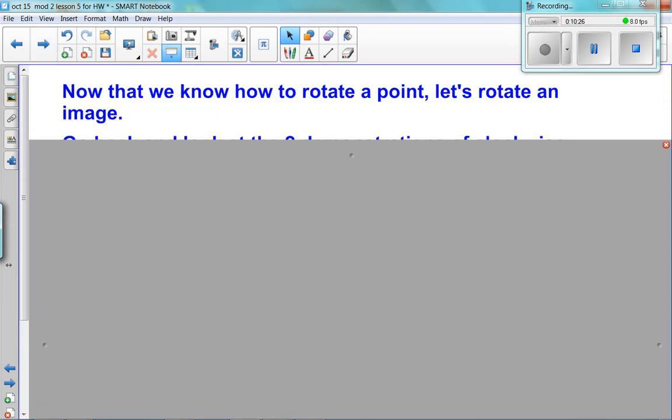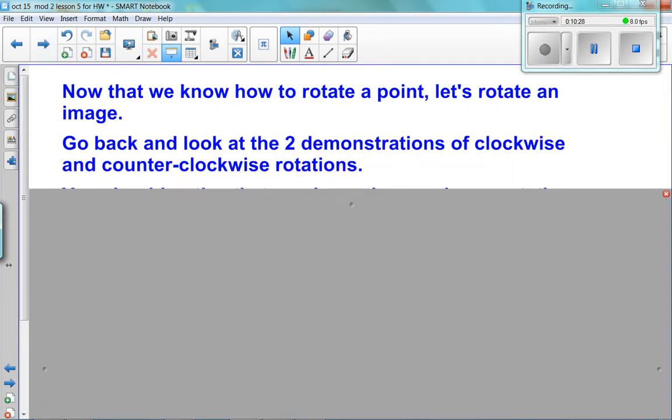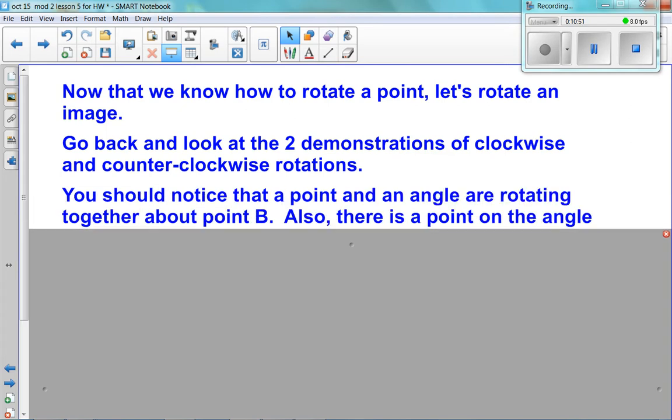Now that we know how to rotate a point, let's rotate an image. So go back and look at those two demonstrations again of the counterclockwise and the clockwise rotations. Pause the video while you do that. Notice that what's being rotated is a line segment, a point on the line, and a point that's off the line. So it's a few things that are being rotated. And notice what happens to them when they rotate.